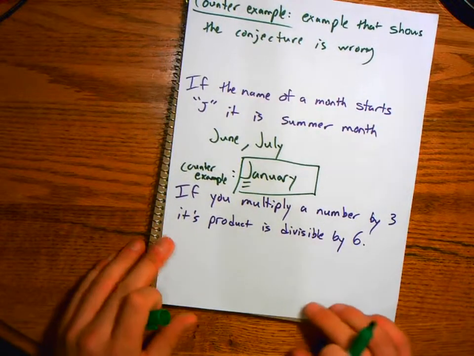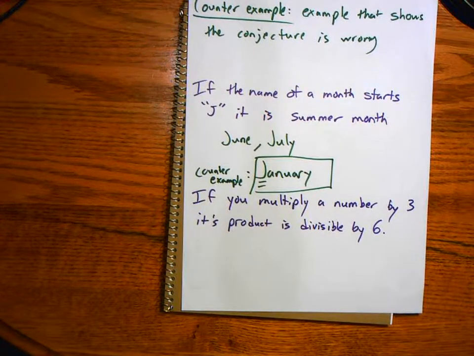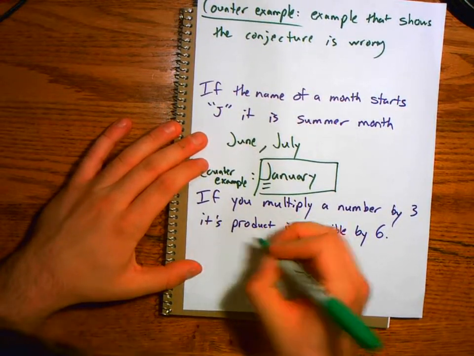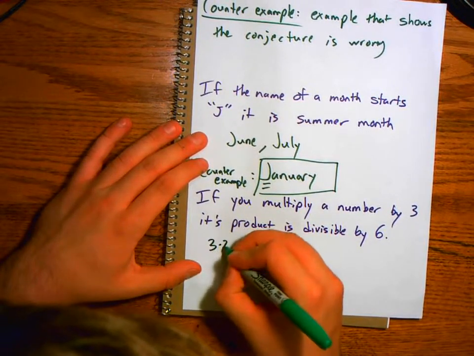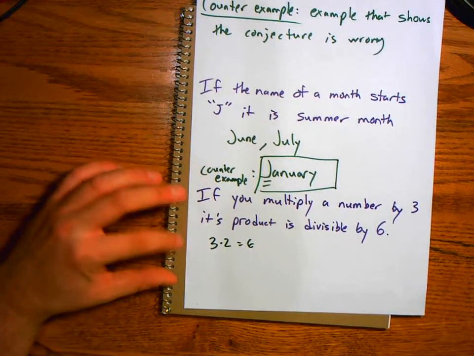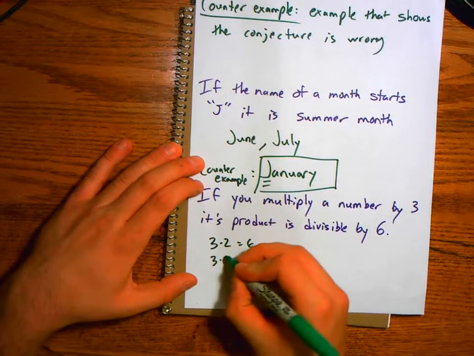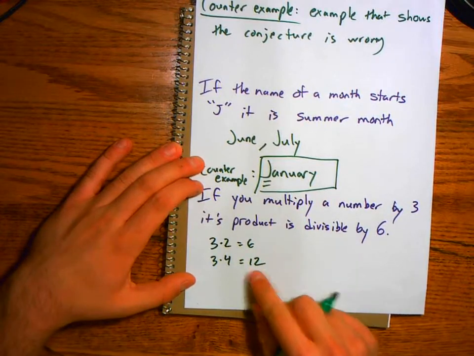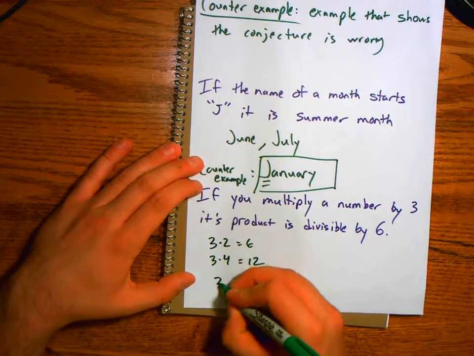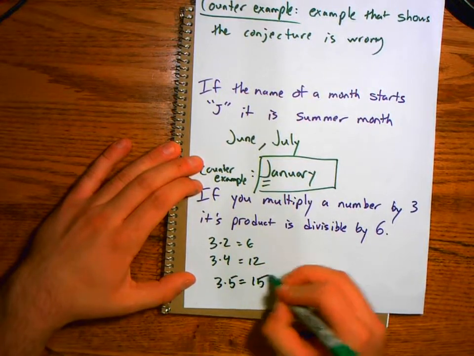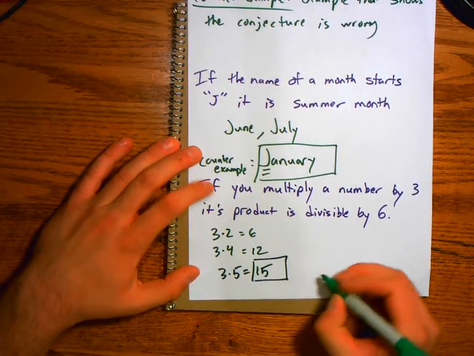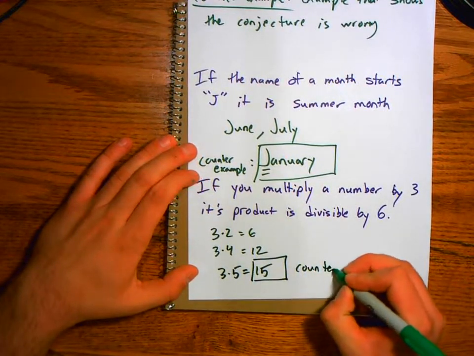And the very last one is that if you multiply a number by 3, its product is divisible by 6. So if we just go through a list of numbers, let's try 3 times 2. That is equal to 6. 6 is divisible by 6, so this one does not work. Let's try 4. 3 times 4 is equal to 12. 12 is divisible by 6, so that one doesn't work. The next one I can think of is, let's do 5. 3 times 5 is 15. 15 is not divisible by 6, so this is a counterexample.